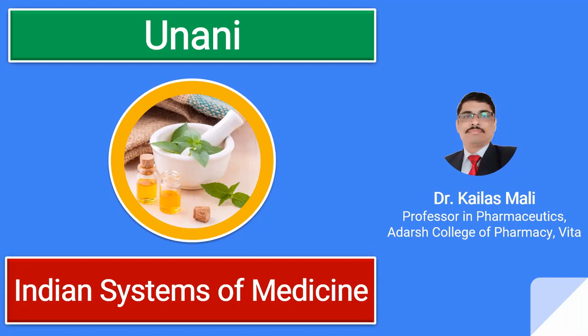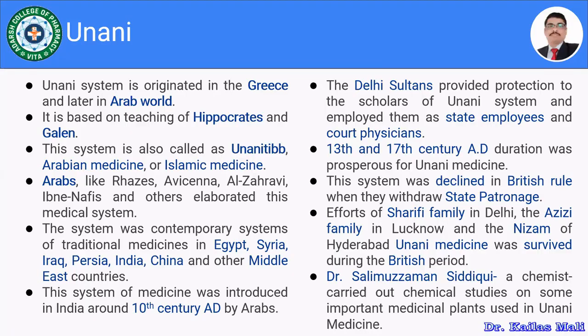So in this session, we are going to discuss the Unani systems of medicine from the chapter Indian systems of medicine. So let us move towards the introduction to the Unani systems of medicine. Mainly, the Unani system originated in Greece. As I have said, it did not originate in India, it originated in Greece and later in the Arab world. So it came from the Arab world into India.